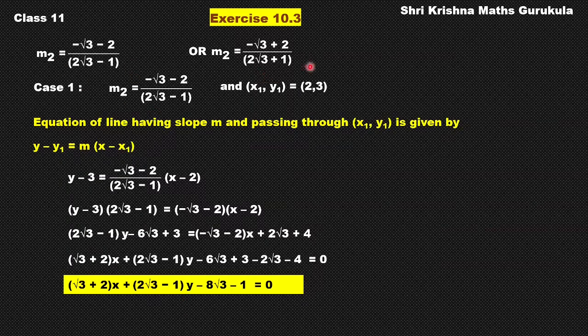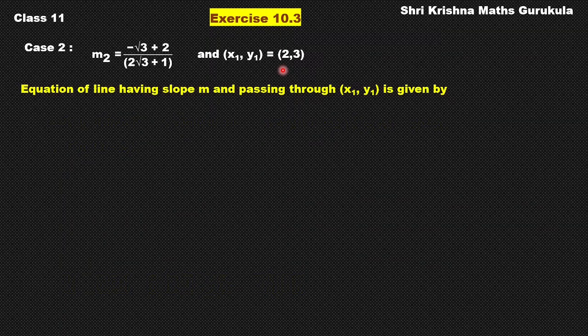Now we have found the equation of the line when the slope is this. We have to find the equation of the line when the slope is minus root 3 plus 2 whole divided by 2 root 3 plus 1. Let's do it now. It is the same way, only changes substituting the different slope. We know this point as x1, y1 and this is the slope. Again we know the standard form, substitute.